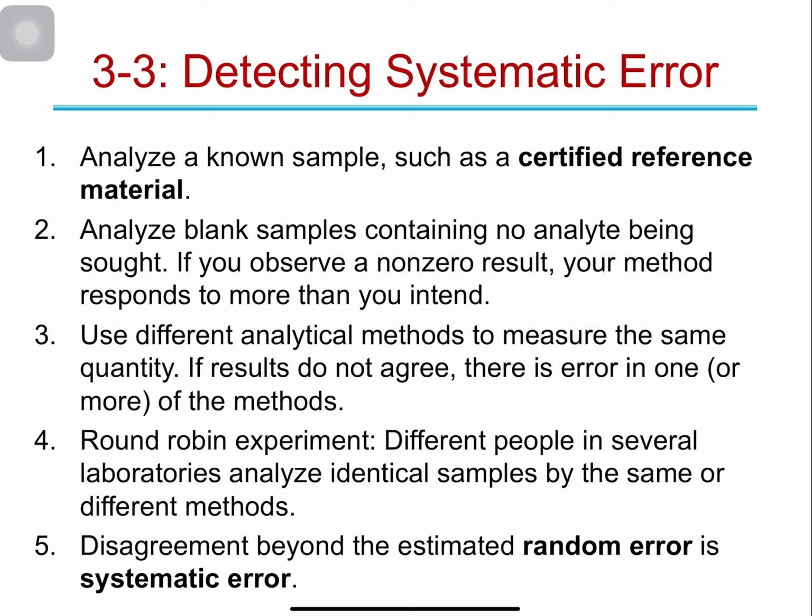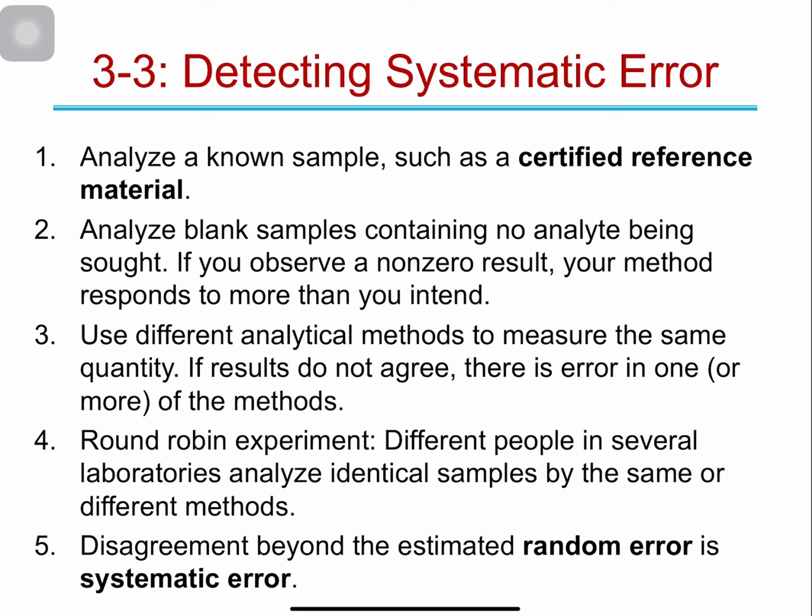A second thing is when you analyze a blank sample, and a blank sample is a sample that doesn't have any of your analyte. So you should get a reading of 0 when you analyze a blank sample. If you get something that indicates that you have your analyte, then there must be some systematic error in your method because you shouldn't get this result. A third method to detect the systematic error is to use a different analytical method to measure the same quantity.